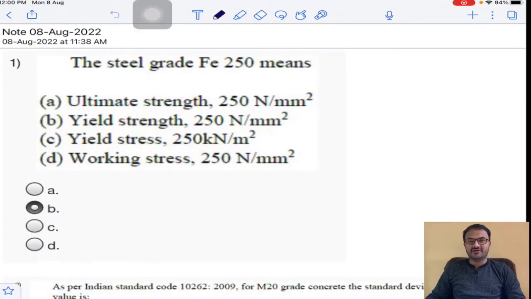Today I am going to solve the first assignment of reinforced concrete road bridges. Okay, are you ready? Okay, let's start.